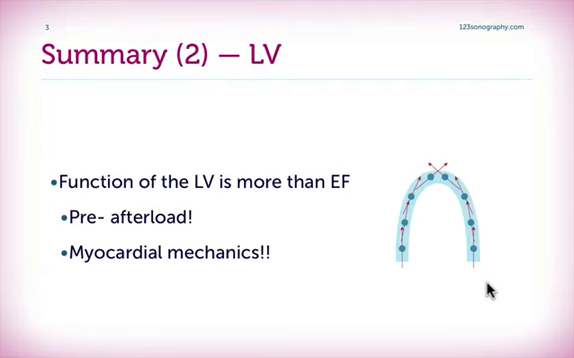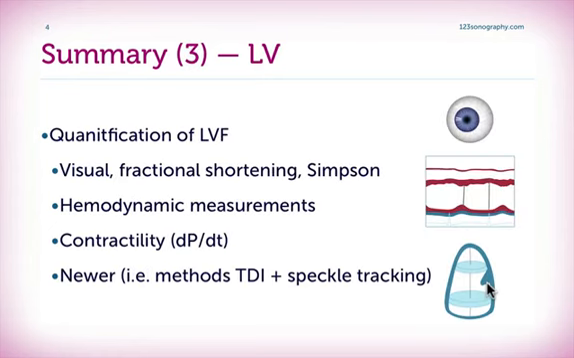The function of the LV is more than ejection fraction. Myocardial mechanics are important, and the left ventricle is very strongly dependent on pre- and afterload. To quantify the left ventricle, we can use visual assessment, the eyeballing method. We can use the fractional shortening method, which is an M-mode method, and the Simpson method, monoplanar or biplanar. In addition, we have hemodynamic measurements, which can be performed with the help of Doppler, calculations of dP/dt using the MR signal, and newer methods such as tissue Doppler and speckle tracking.